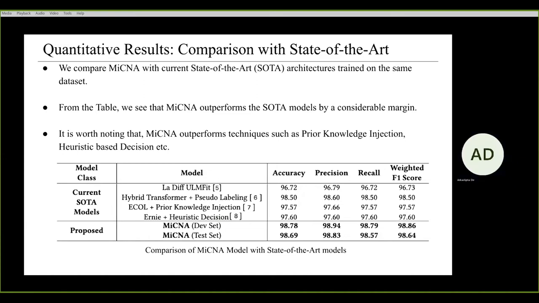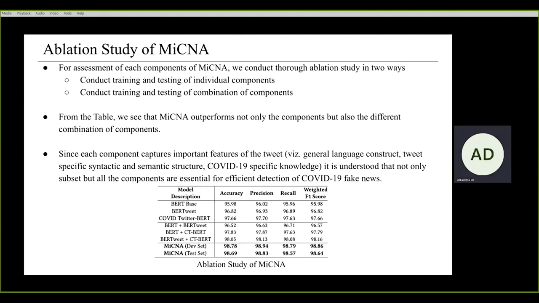MICNA architecture. We have also conducted several ablation studies to understand if these components that we have used to build the MICNA are really needed or not. For example, as we can see here, we have used the individual components as well as different combinations of the components. Finally, we see that all of these components are very necessary for achieving the state-of-the-art results on the dataset, as well as in efficient detection of fake news with respect to social media content in the COVID-19 situation.